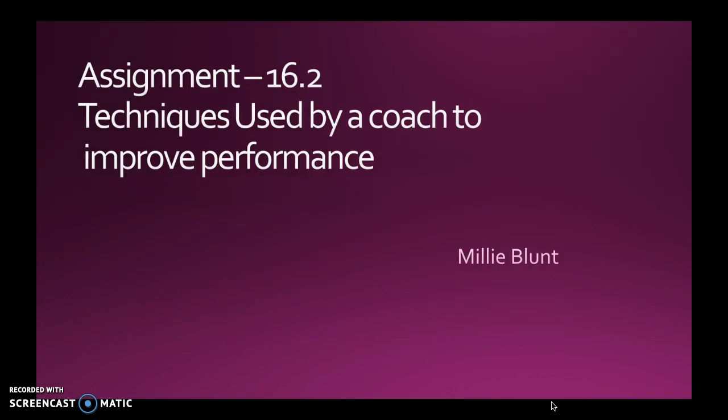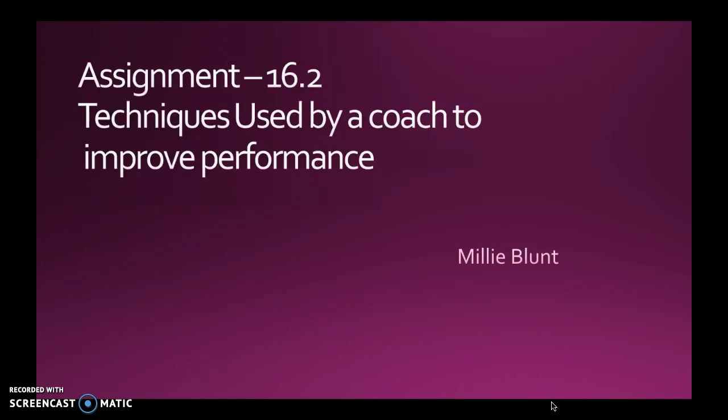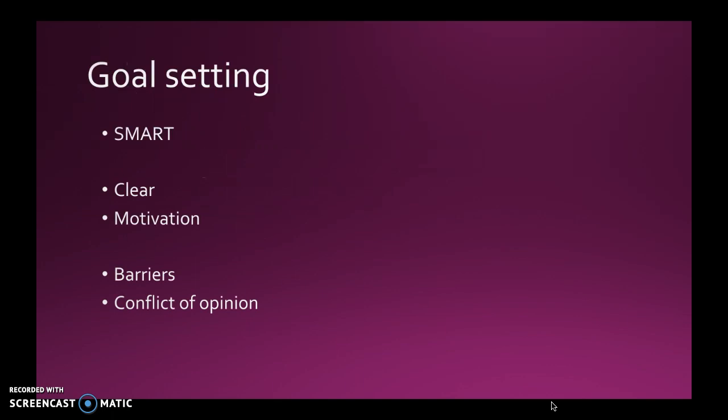This is my assignment 16.2 on techniques used by a coach to improve performance. I have chosen 3 aspects of techniques used. The first one is goal setting.